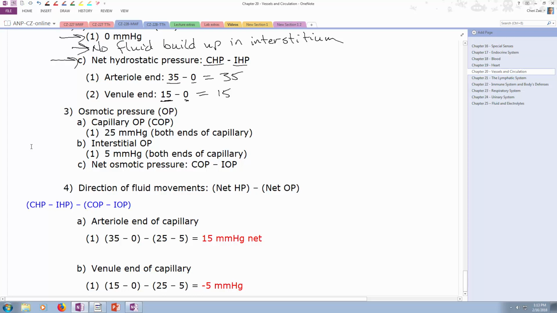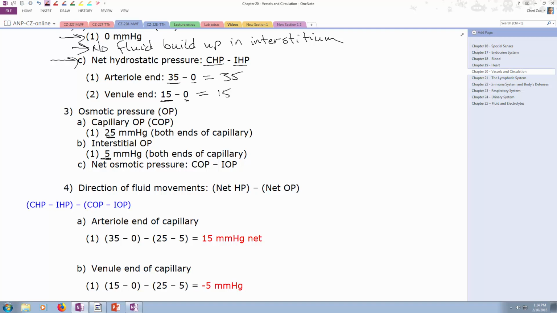Capillary osmotic pressure, what's fascinating is that it is 25 millimeters of mercury on the arterial and venular end of the capillary. So that's nice. We don't have to memorize any numbers. And the interstitial spaces, even though we said there's no net fluid buildup in the interstitium, we do have a little bit of osmotic pressure in the interstitial spaces. So we have some sort of particulates in what little fluid there is surrounding our cells.